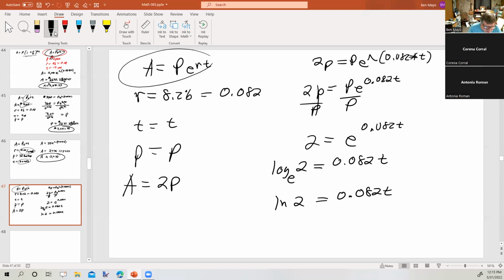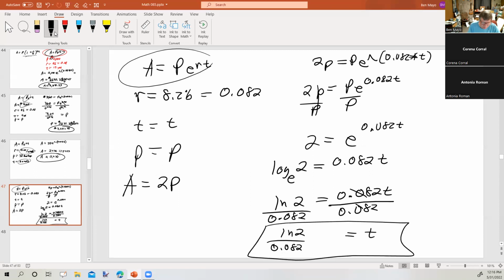But I'm trying to solve for t. So I'm going to divide both sides by 0.082, which means t equals the natural log of 2 divided by 0.082. So there's my exact answer, but now I'm going to approximate it on the calculator.